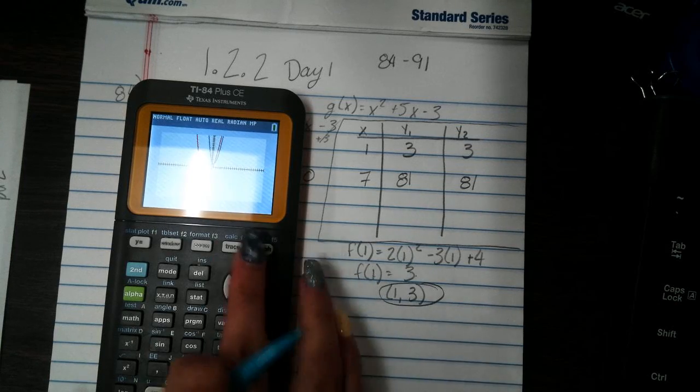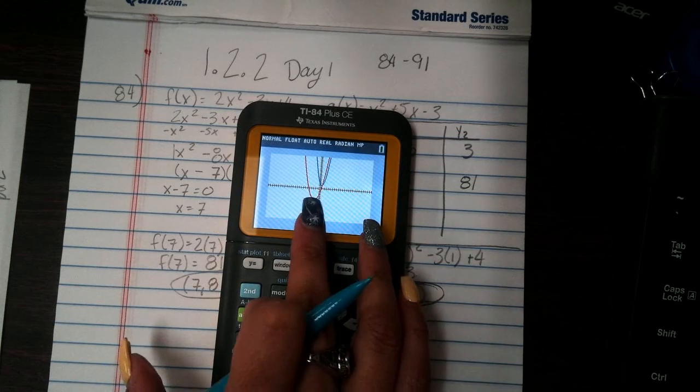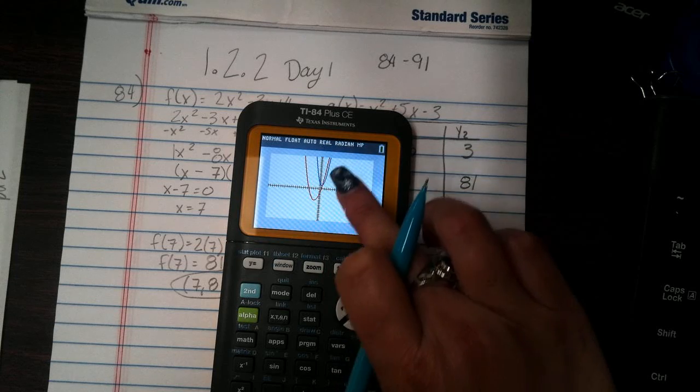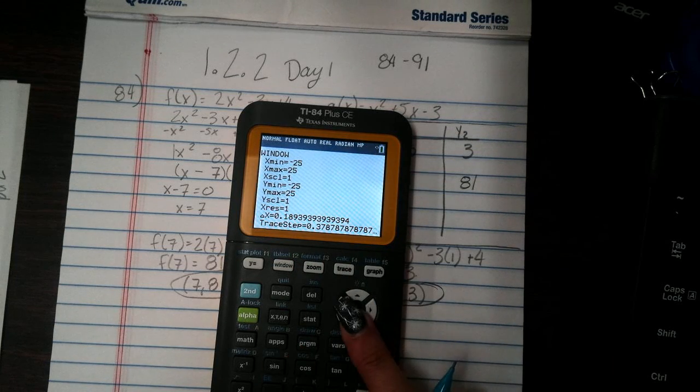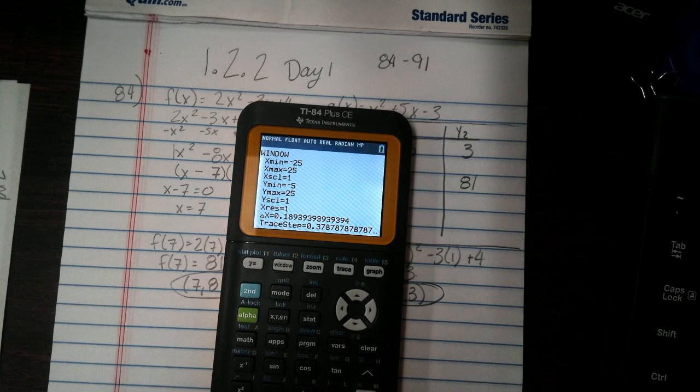So again, you're trying to figure out where they intersect on the screen. And you could have zoomed out and you could have scooched over and moved your window up. So if I move my window up, what do we say it was? 81?